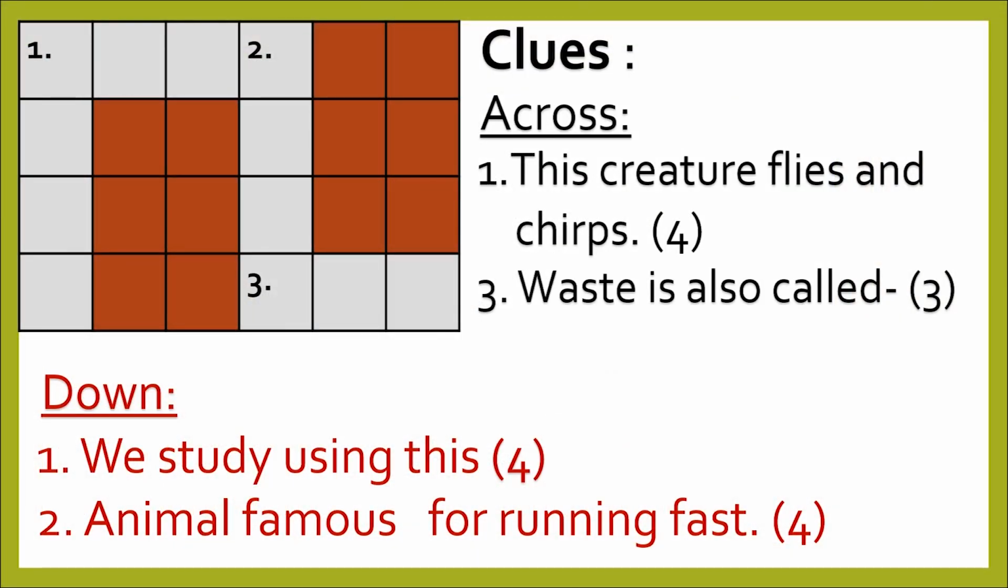Children, there are two segments of clues that are given here. One is across, one is down. So, across one number says this creature flies and chirps. It has 4 letters in it. How do we know it has 4 letters in it? Because there is a number given in the bracket. That number suggests the number of letters that the word has. So, you need to go finding a creature that has 4 letters and flies and chirps.